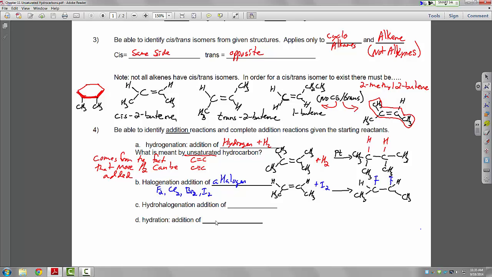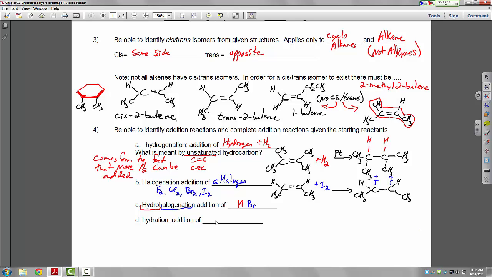Hydrohalogenation. Hydrohalogenation is the addition of both a hydrogen and a halogen. Actually, I should use different colors here. Let's use red for the hydrogen and blue for the halogen. So this time let's use bromine. One carbon, we're going to do the same thing. One carbon is going to get the hydrogen, the other carbon gets the bromine.